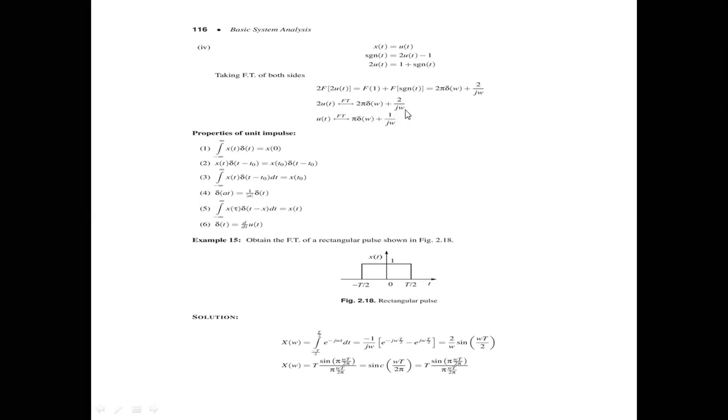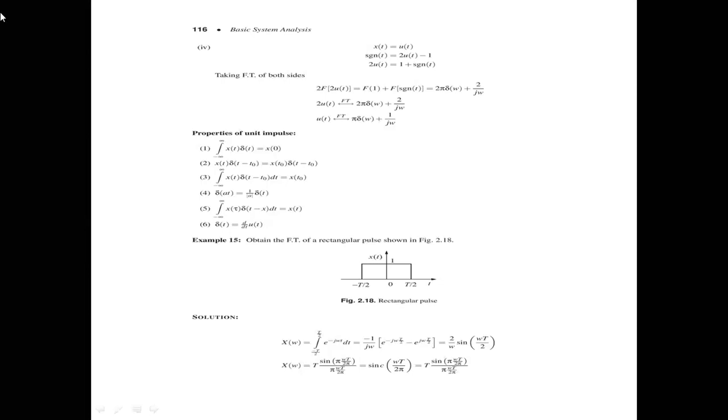And here also the 2 is there, 2 by 2 get cancelled, pi delta omega plus 1 by j omega. Okay, the Fourier transformation of 1, Fourier transformation of signum of t, Fourier transformation of mu of t, and Fourier transformation of double-sided e power minus a magnitude of t, and single-sided e power minus a t mu of t, or e power plus a t mu of minus t. We already seen all these Fourier transformations.